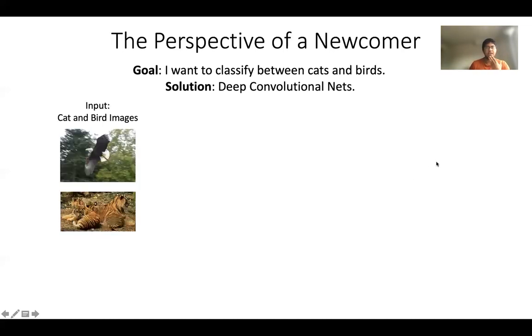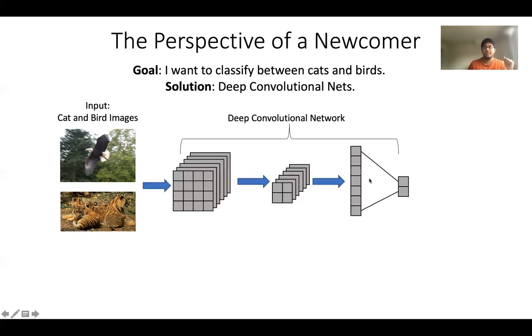Okay, so here's how this looks as a big pipeline. I'll have some input cat and bird images. Here we have some eagles and tigers. Then I want, as a black box, a deep convolutional network. And I want to be able to train this thing to predict whether the objects in the images are cats or birds. Okay, so I give it my first best effort.